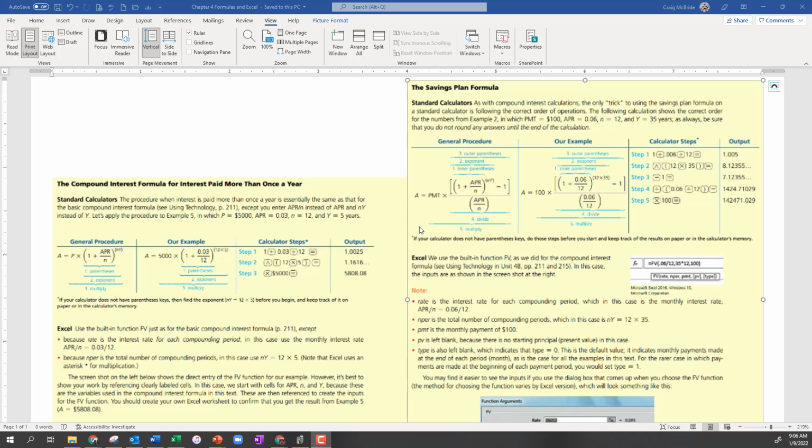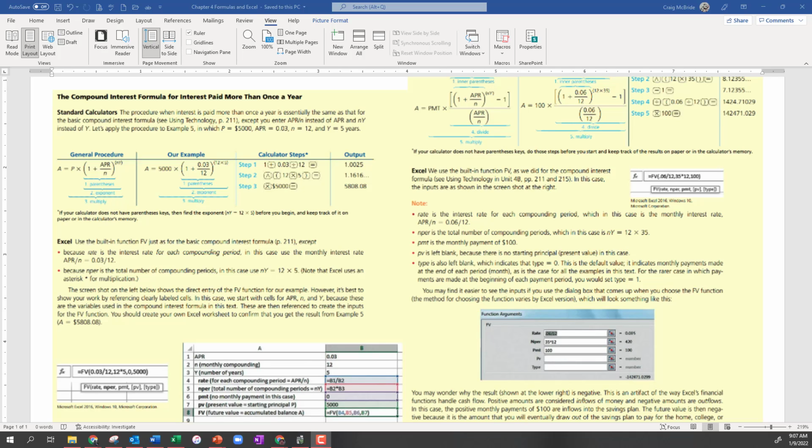So I'm going to start with the Excel example. Then I'm going to move on to typing everything into a TI calculator. And then the last thing I'm going to do is show you how to just do it in a calculator, regardless of if it's a fancy one or not. All right, so let's go through some simple examples.